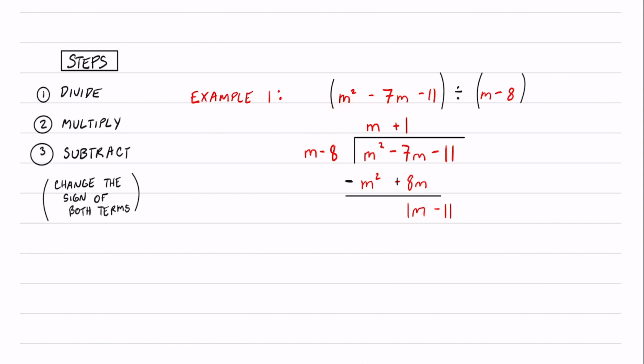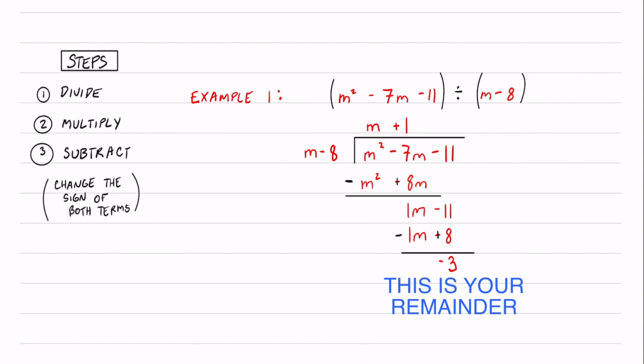And let's do that. 1 times m is 1m. 1 times negative 8 is negative 8. The last step, and you'll never get this wrong, as long as you change both of the signs. Change both of the signs right here. Write a new line, and then subtract. 1m minus 1m is nothing. Negative 11 plus 8 is negative 3. The moment you get to the end, and there's no more terms left right here, then you're done. That is going to be your remainder.